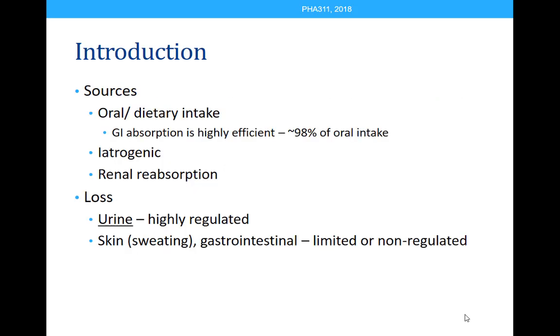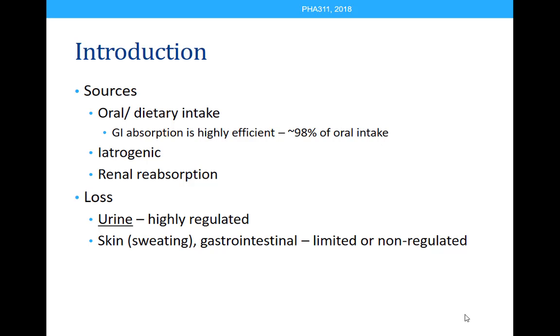Right. Now, talking about sodium. Sources, as I just mentioned to you, mainly it's oral, dietary intake, could be iatrogenic. Patients who are in hospital, they are getting some sodium chloride infusion, so you can have some sodium introduced to them. Renal reabsorption actually is not a source, but through which you can actually save sodium and bring it back to the blood. Okay? Loss usually occurs through urine. It can occur through skin, GI tract in case of diarrhea or vomiting. But this is usually limited and this is not regulated. So mainly kidney will regulate how much sodium you keep in the body or you allow it to leave the body.